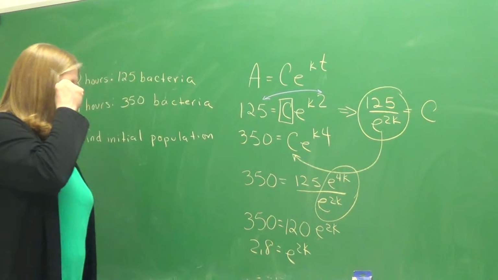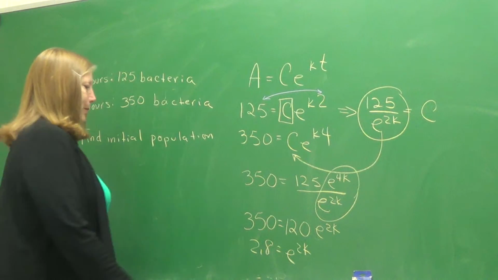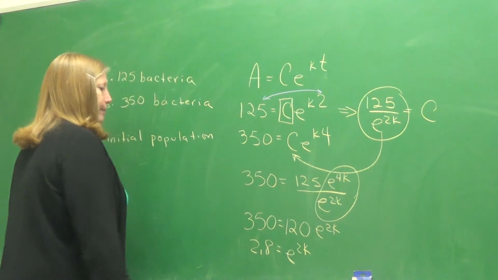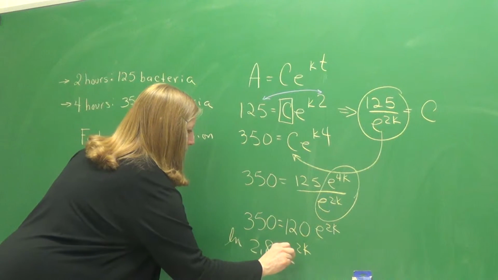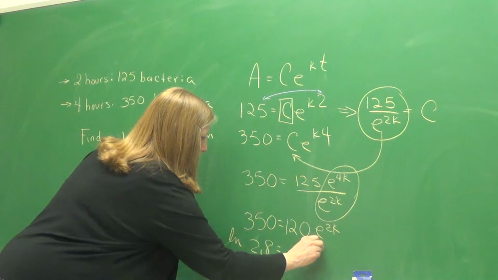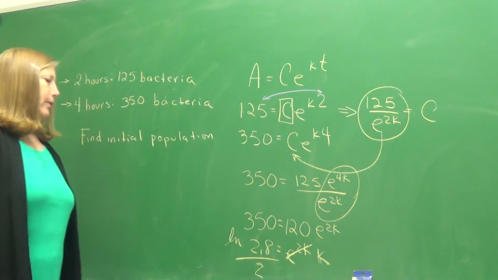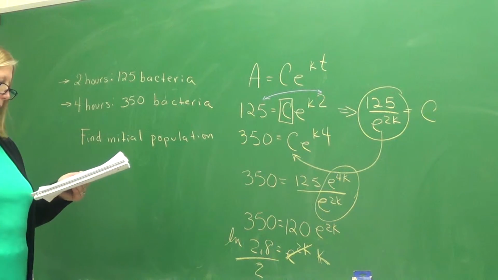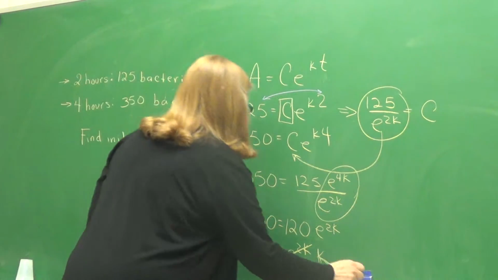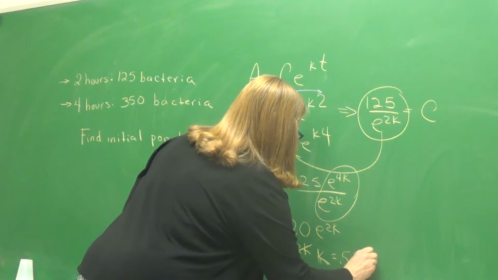So just finish that in our normal fashion. What will we do next, Bailey? ln. All right, so we end up with ln of 2.8 divided by 2. And that should be our k. So what do we get for k? 0.51. All right, give me a couple decimals. 0.5148097. 0.5148. That sounds good.